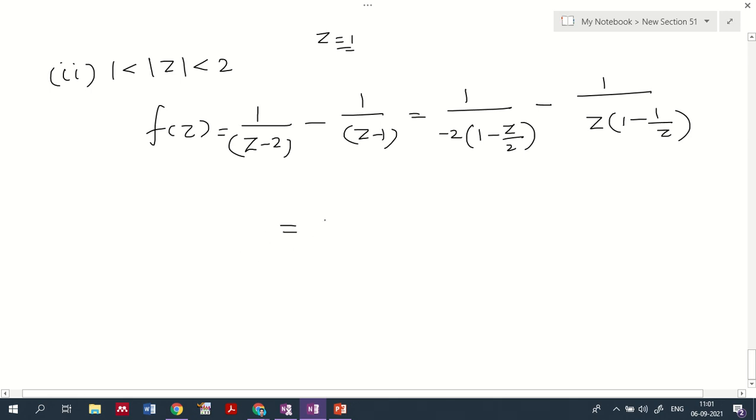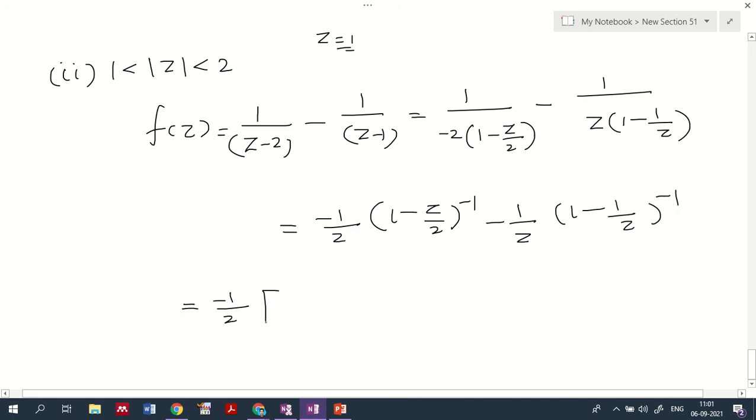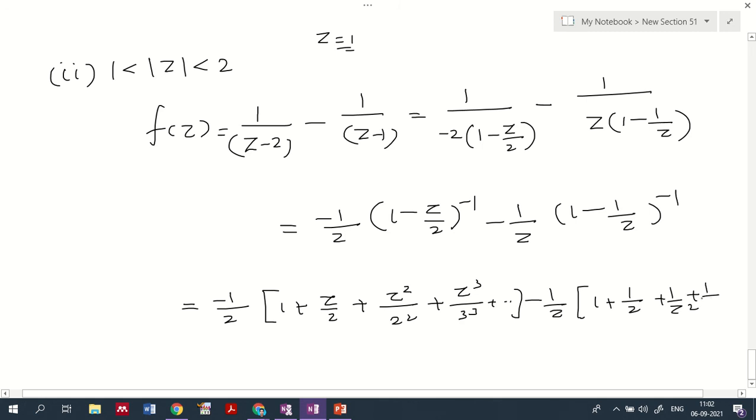So you just finish it here, minus 1 by 2 into 1 minus z by 2 minus 1 minus 1 by z into 1 minus 1 by z into minus 1. Okay, so that is equal to minus 1 by 2, if you binomially expand that, that is 1 plus z by 2 plus z square divided by 2 square plus z cube divided by 2 cube plus etc, minus 1 by z into 1 plus 1 by z plus 1 by z square plus 1 by z cube, like you can expand that, and which is of the form of Laurent series.